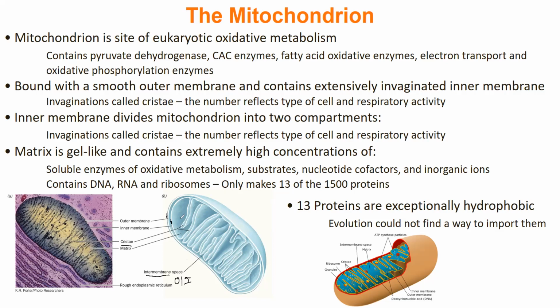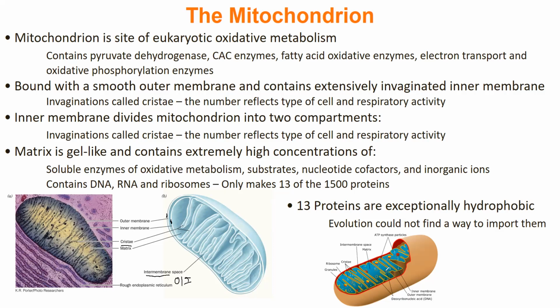Inside the inner membrane is what is called the matrix. And it's shown here. It's like a gel. And inside this gel are all the enzymes that are needed for oxidative metabolism, any substrates, any cofactors, and a bunch of inorganic ions. So this is where a lot of the oxidative phosphorylation is going to happen. Your matrix also contains your DNA, which, if you remember from biology, is circular.